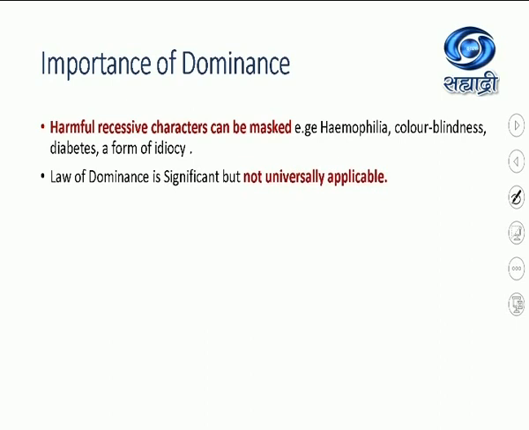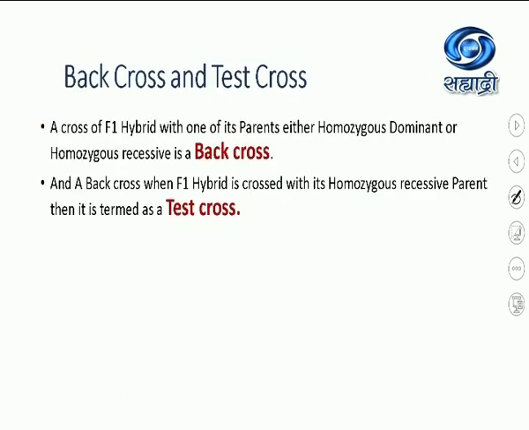The law of dominance is significant, but it is not universally applicable. It is true, it is significant, but not universally applicable, because as I told you, in co-dominance and incomplete dominance, the law of dominance does not work. Now let us see what is a back cross and a test cross. It's very simple, students. A cross of an F1 hybrid with one of its parents.